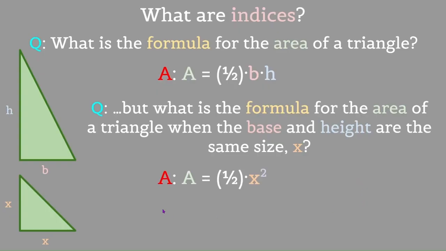Okay, the area of this triangle is equal to 1/2, right? That does not change. That is a constant, times the base times the height. But they are both equal to x. X times x is equal to x to the second power. So x with the index of 2, right? So we can rewrite this. Area equals 1/2 times x squared, right? Sometimes we say squared when it's a 2 up here.